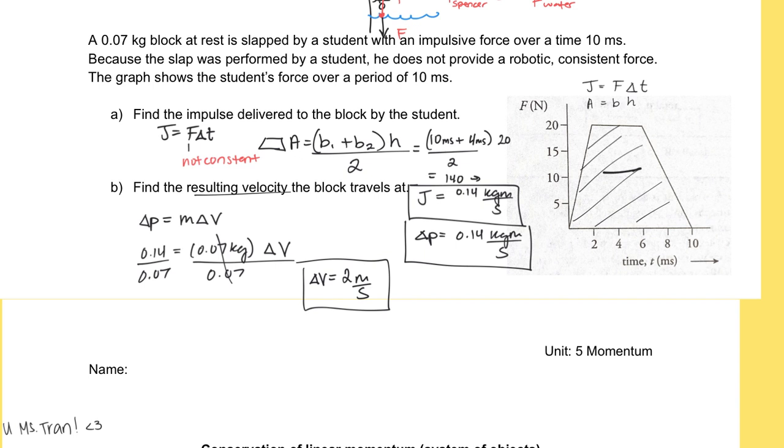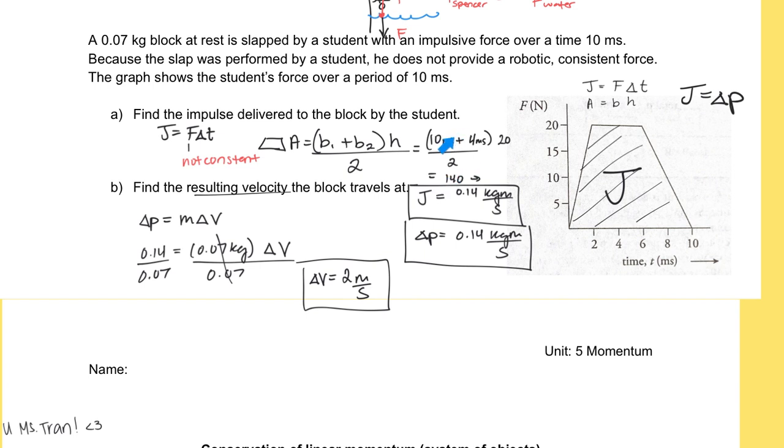So the area under the curve is always going to be your impulse, okay? So we also know that J equals change in P. So that means we have to find the area of the trapezoid. One side is going to be 10 milliseconds. Another side is going to be 4 milliseconds. So 10 milliseconds here, 4 milliseconds there. And then 20 is going to be the height of the trapezoid. Okay. So from here, you can just put it into your area equation and you will get 140.